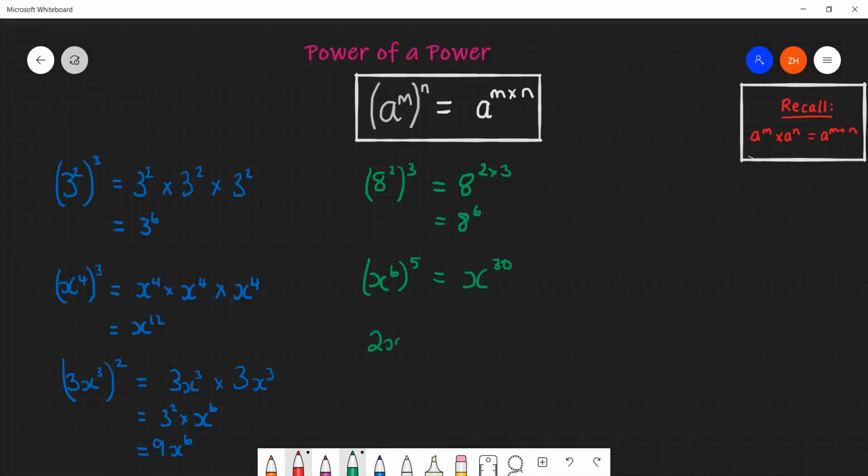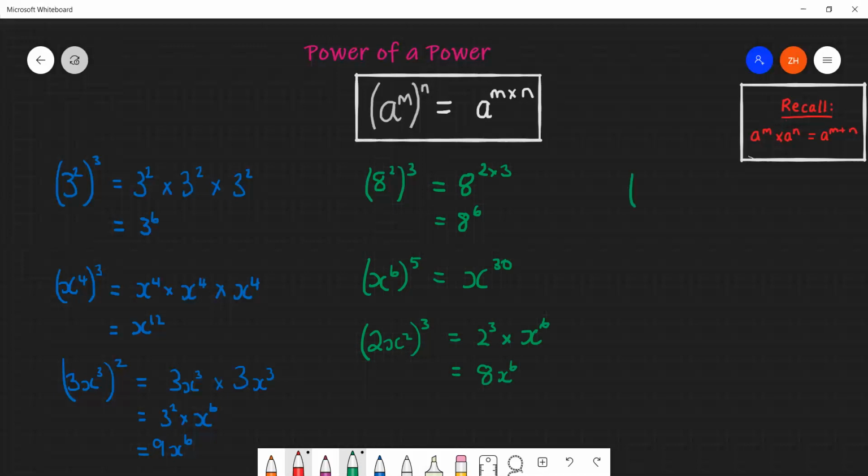2x squared, all to the power of 3. So like this third example we did on the left-hand side, we're going to cube the 2. And you don't really need to write this part, but I'll just do it for the sake of the demonstration. And then we're going to multiply the powers on the x. So that's going to become x to the power of 6. 2 cubed is 8, so it'll be 8x to the power of 6.